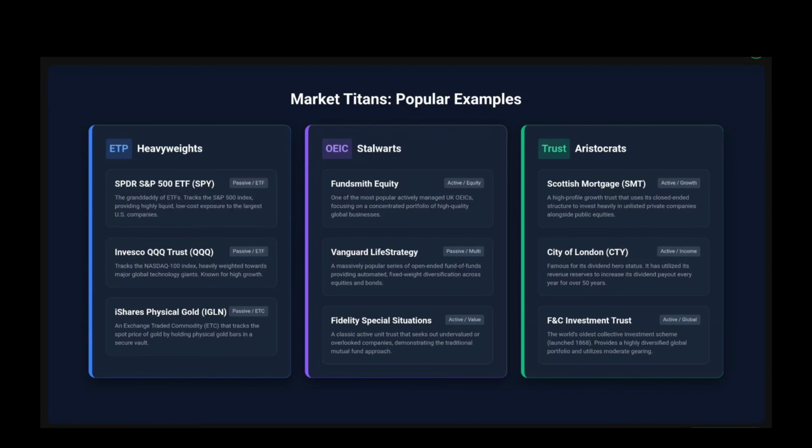Then another very popular one, City of London, which I owned, I think probably over 10 years ago now. Don't have it in my portfolio now, but famous for its dividend hero status. It has utilized its revenue reserves to increase its dividend payout every year for over 50 years. And then we've also got another popular one, which again I owned probably about 10, 15 years ago, don't own anymore, which is F&C Investment Trust. The world's oldest collective investment scheme, launched in 1868, provides a highly diversified global portfolio and utilizes moderate gearing.